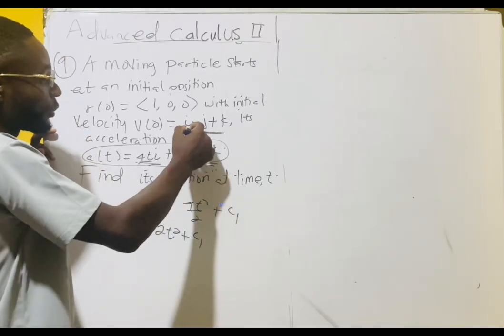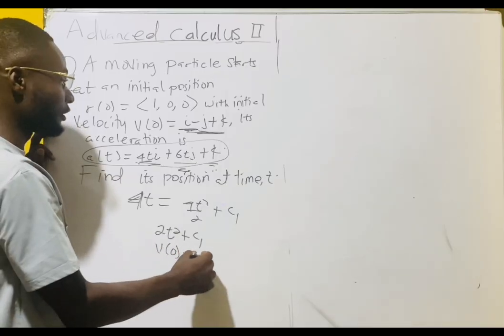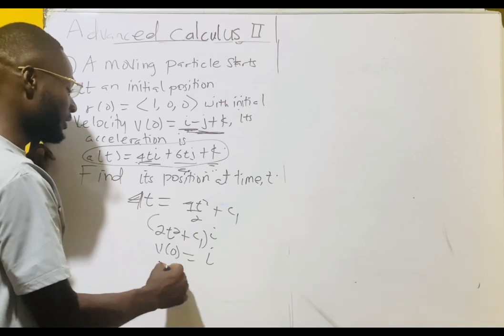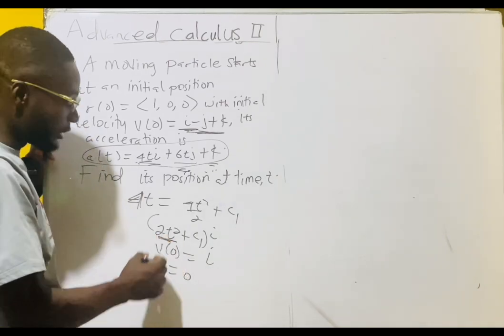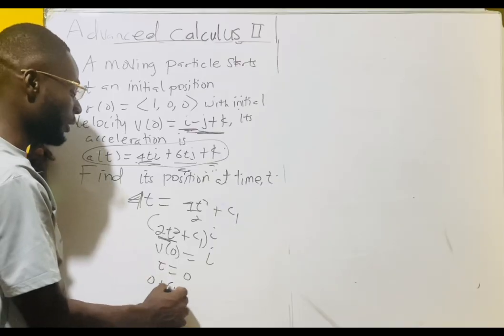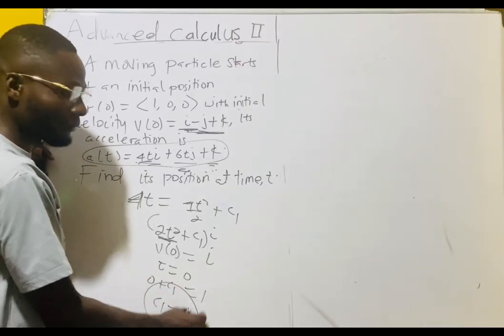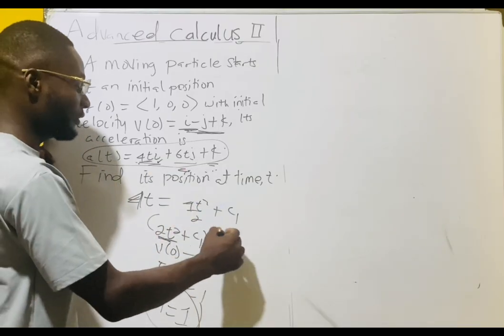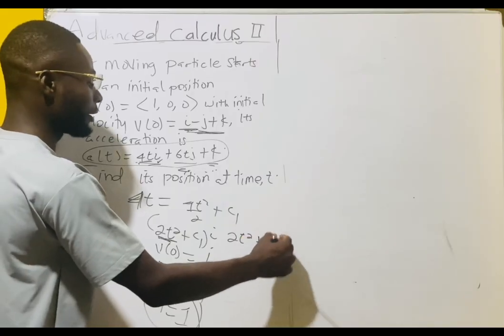So using the initials, v of 0 is equal to i. And this is the i component. So if t is equal to 0, then you're going to put 0 here. You're going to have 0 plus c1 equals 1. So it means that c1 is 1. Okay? So for the first component, you have 2t squared plus 1.